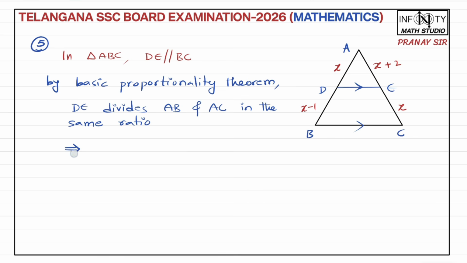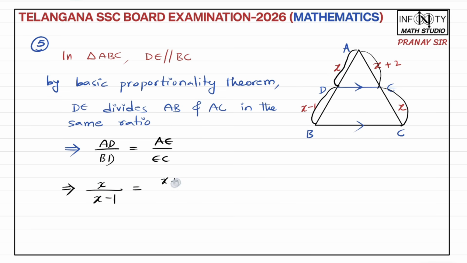Now that implies the ratio, I have to write like this: AD by BD. See here in the diagram, I will show AD by BD. Same, we have to take AE by EC. AD by BD is equal to AE by EC. Now just substitute the values. AD he gave x, by BD x minus 1, AE given as x plus 2, and EC given as x. Just go on simplifying, transpose and multiply.